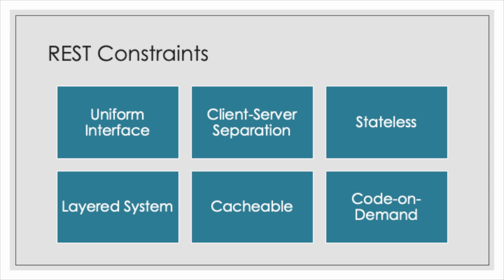The fifth constraint is cacheable. This constraint is used to force the server to send whether or not the data in the response is cacheable. Typically, if the data is in fact cacheable, it will contain a version number, which can be used to keep the client from requesting the same data multiple times. This will also let the client know if the data is out of date and needs to send another request to the server.